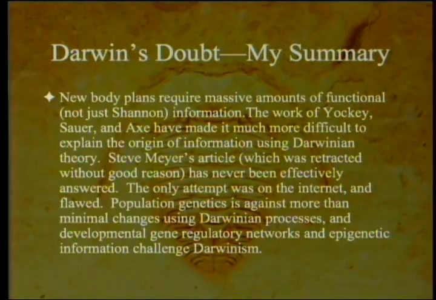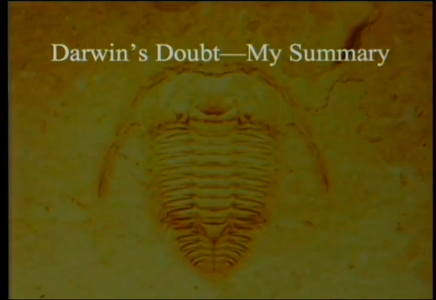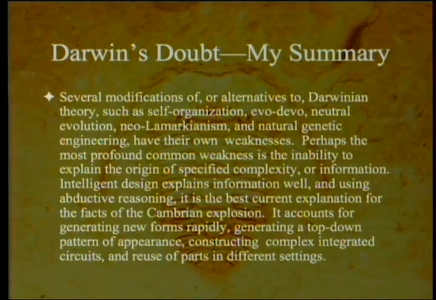Steve Meyer's article, which was retracted without good reason, and we'll be going into that next week, has never been effectively answered. The only attempt was on the internet, and it was flawed. Population genetics is against more than minimal changes using Darwinian processes, and developmental gene regulatory networks and epigenetic information challenge Darwinism. Several modifications of or alternatives to Darwinian theory, such as self-organization, evo-devo, neutral evolution, neo-Lamarckianism, and natural genetic engineering, have their own weaknesses.